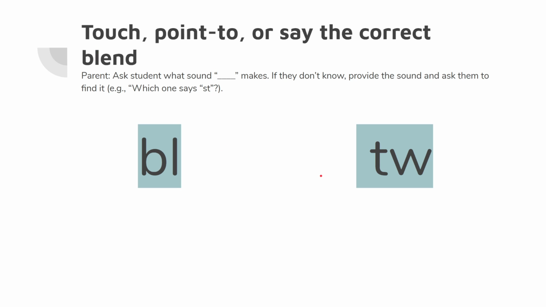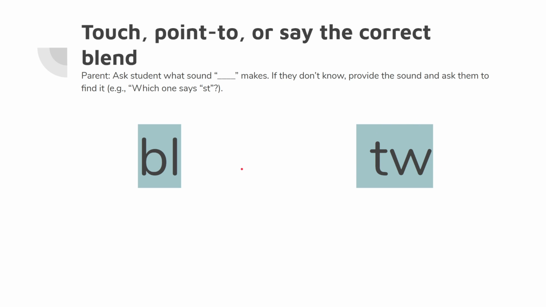So in general, just to go through it quickly, you could say, which one says "blah"? And hopefully they put their finger over here, and you say, great. Which one says "twa"? This is process of elimination. They should be coming over here. If not, that's fine. So you say, which one is "blah"? And they touch the TW.